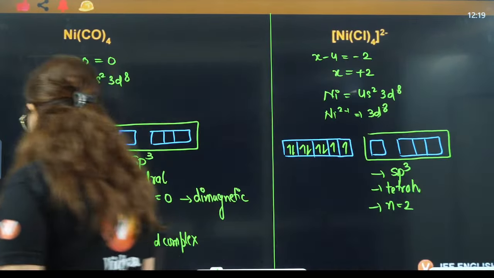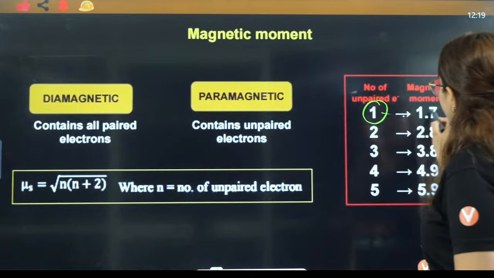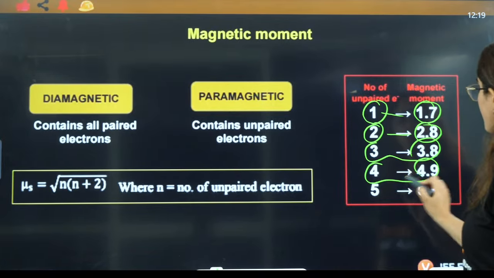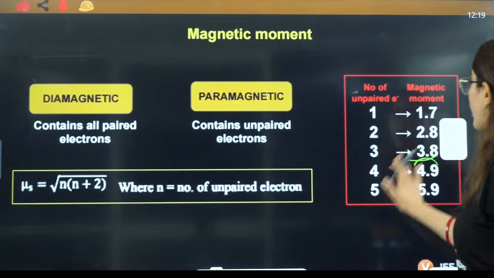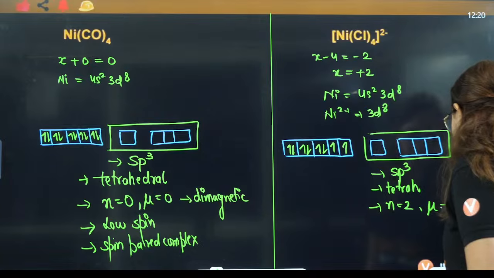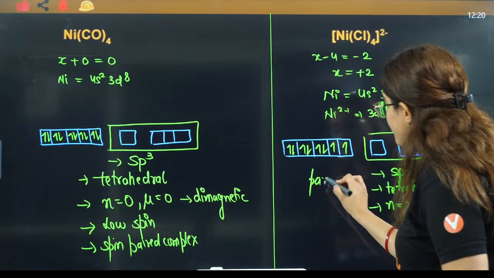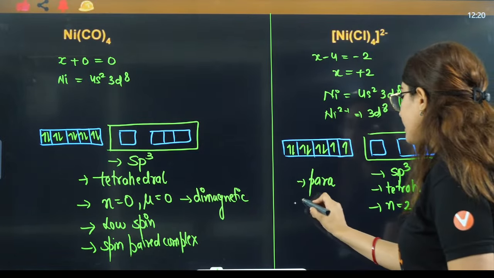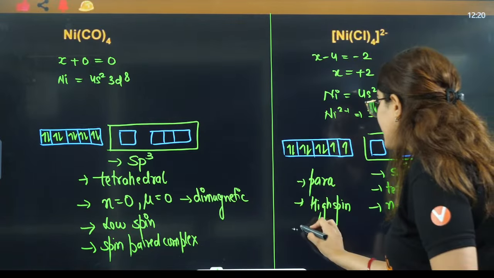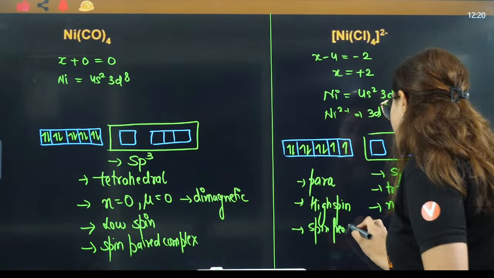Now understand one thing, whenever you talk about number of unpaired electrons, for 1 it is 1.7 magnetic moment, for 2 it is 2.8, for 3 it is 3.8, for 4 it is 4.9, for 5 it is 5.9. So for 2 the magnetic moment will directly be 2.8. Unpaired electrons are there, so that is why it is called paramagnetic. Okay, it is a high spin complex, or you can say spin free complex.